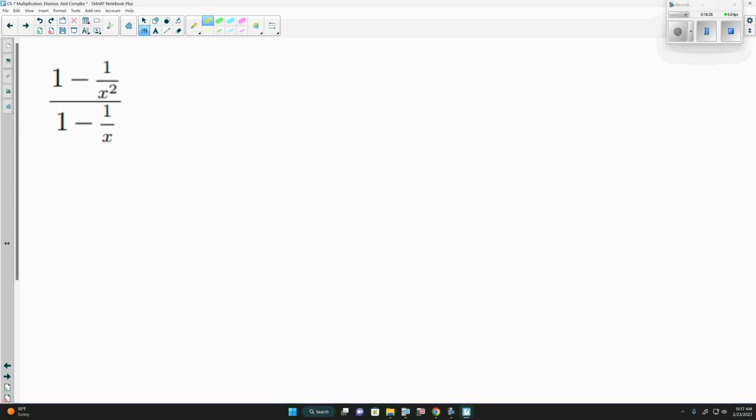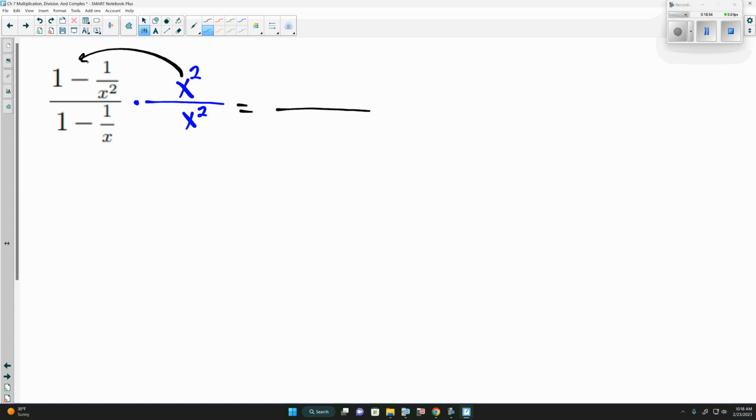So the least common denominator for this here would be just x squared. Because the numerator, the 1 over x squared, I need 2 x's. The denominator, the 1 over x, I need just 1. So the most that I would need to simplify this out is 2 of them. I need 2. And what we can do at this point here is multiply through.